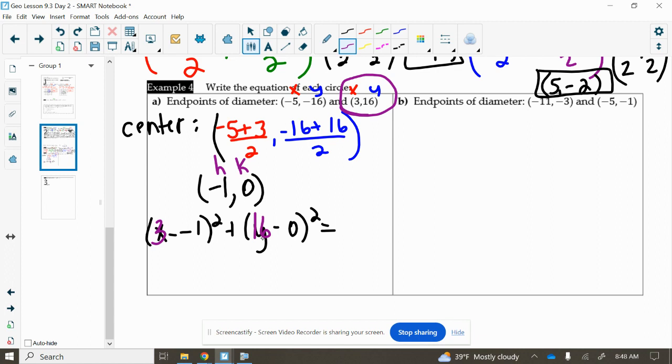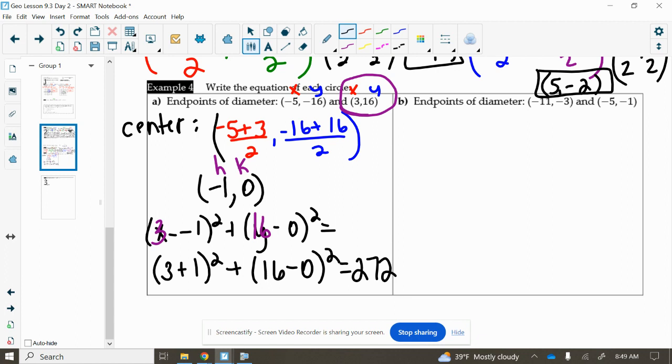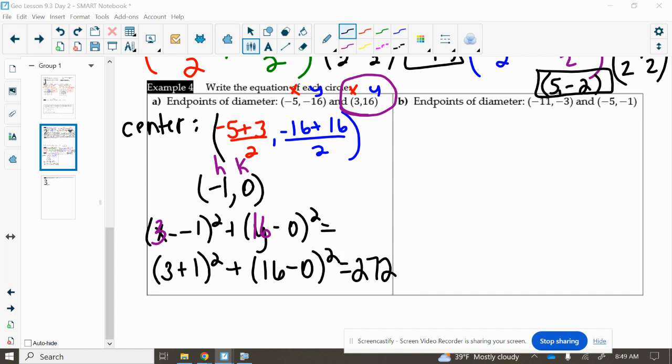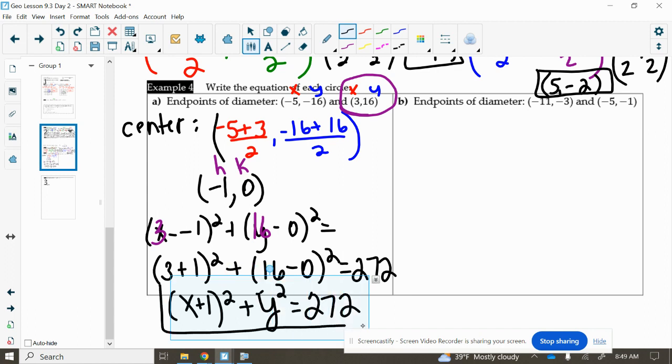Okay. So again, if I'm typing this in the calculator, it's (3 plus 1) quantity squared, plus (16 minus 0) quantity squared. This time 4 squared plus 16 squared gives me an r squared value of 272. Now, a reminder, our final answer here needs to be in that standard equation format. So we would take (x plus 1) quantity squared, plus y minus 0, which we could also just call y squared, equals 272.